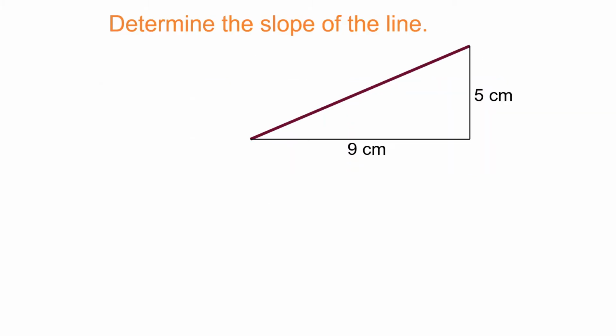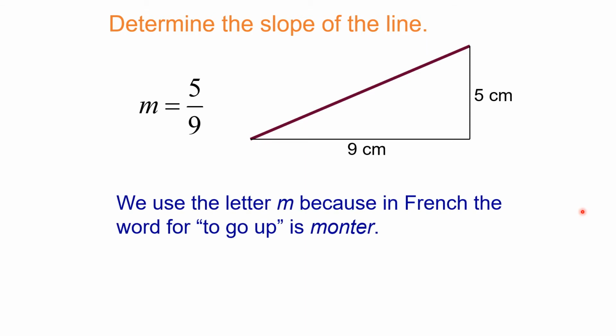Determine the slope of this line. So we have a line, and we've already got the rise and the run written out here. So 5 is the rise and 9 is the run. Well, where did this M come from, this letter M? We use the letter M because in French, the word for to go up is monter, or to climb, right? And so why is it French? Why is it coming from that?